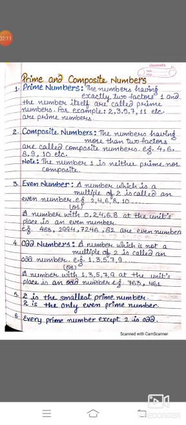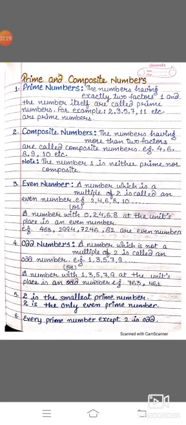Next is composite numbers. The numbers having more than 2 factors are called composite numbers. For example, 4, 6, 8, 9 and 10, etc. Note, the number 1 is neither prime nor composite.